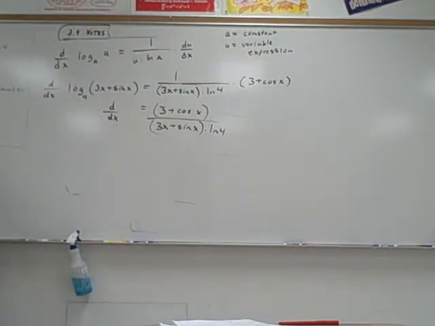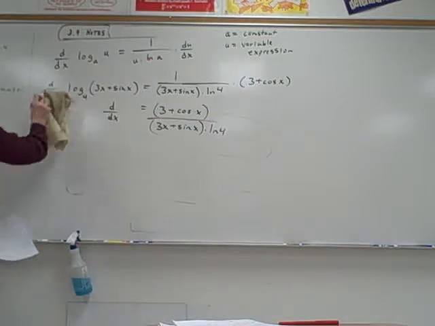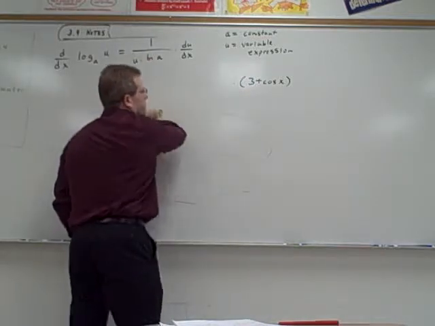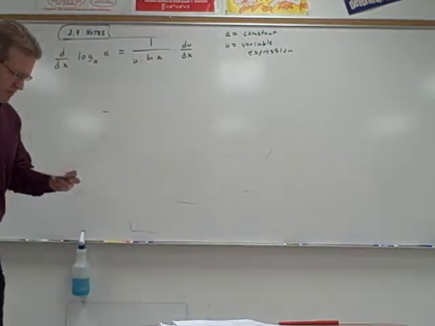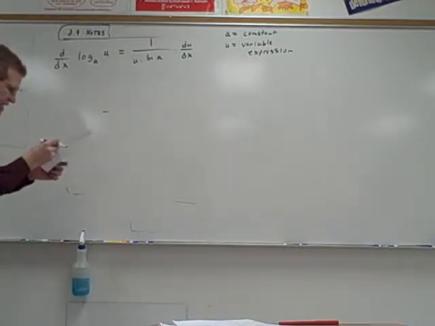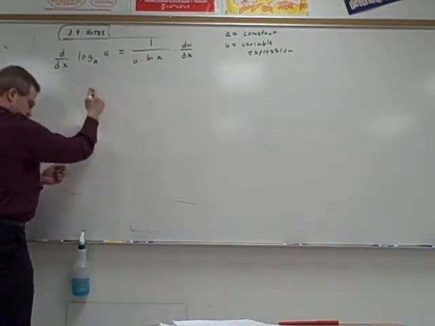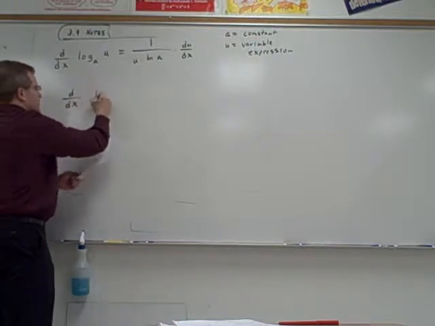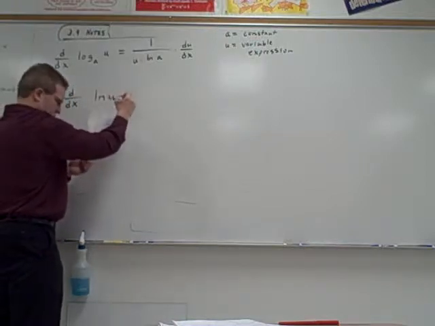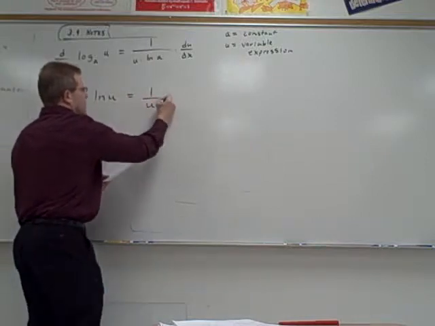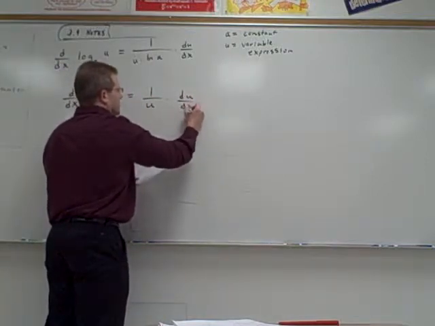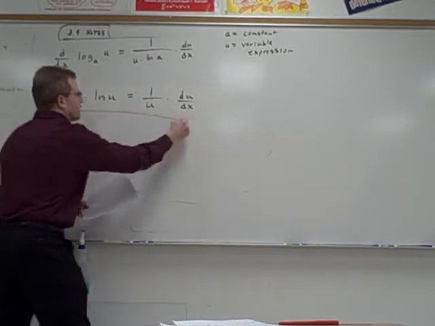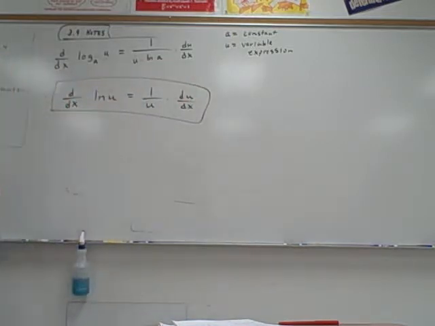Any questions about that? That formula will be on the test for you. You don't have to memorize that one. The next one you do need to memorize. It's formula I on your formula sheet. It's our last one. Derivative of natural log of u equals 1 over u times the derivative of u with respect to x. Memorize that one.